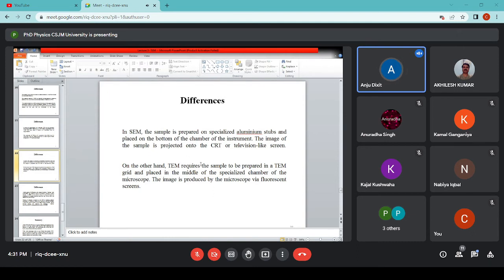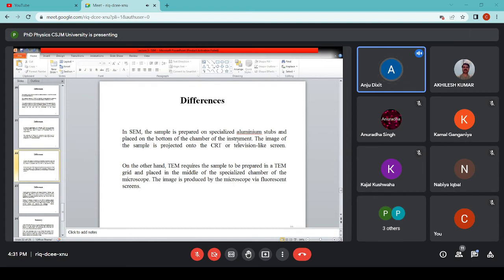On the other hand, TM requires the samples to be prepared in a TM grid and placed in the middle of the specialized chamber of the microscope. So the image is produced by the microscope by fluorescent screen. So इस टर्म में थोड़ा यहाँ पे आपका डिफरेंस है.